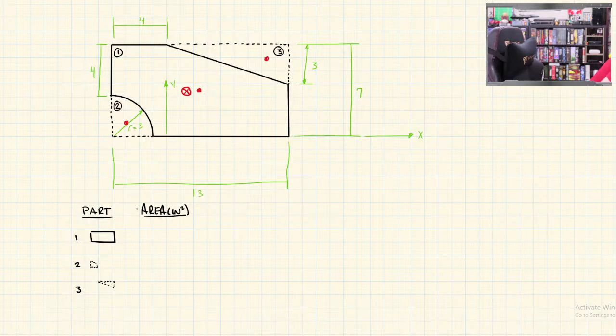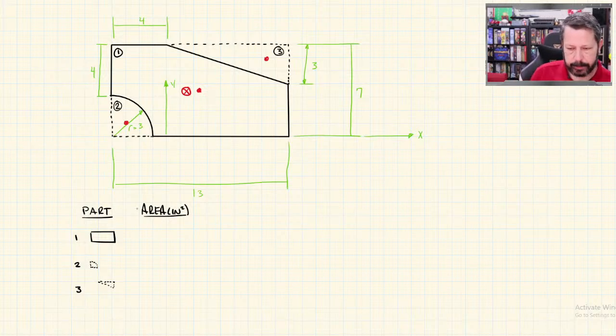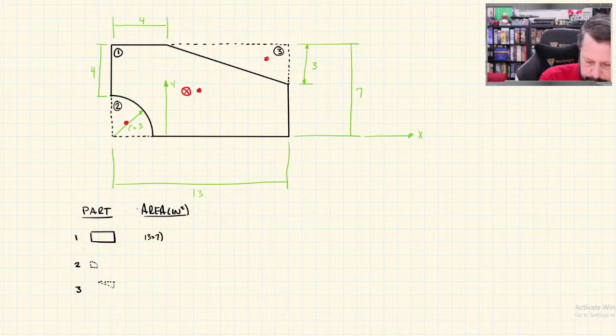Nope. All right, well, this will work. We just have to multiply and add and stuff like that. So we'll use this. All right. So the area of the rectangle, 13 by 7. It's the area of the rectangle, not the cutaway stuff. So the whole rectangle, 13 by 7. In fact, I'll write 13 by 7 equals 91.